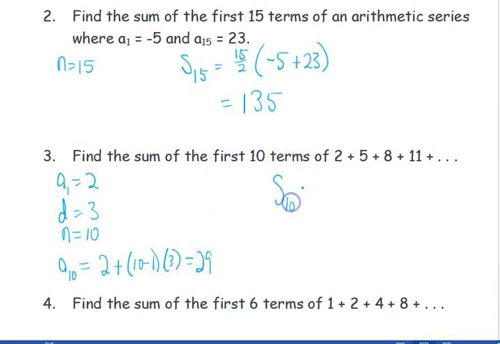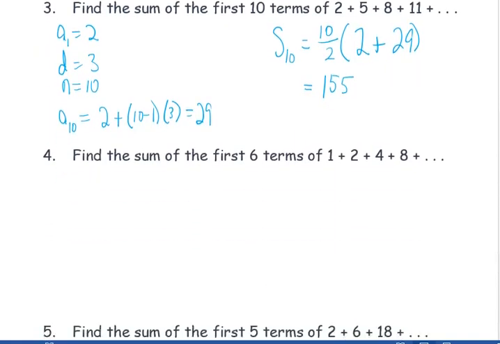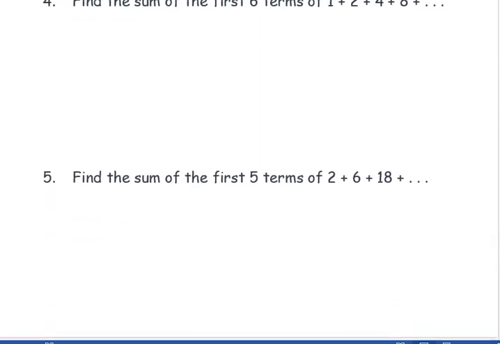Then my S sub 10 would be 10 over 2 times (my a sub 1, which is 2, plus my a sub 10, which is 29). Let me make that a little better: 2 plus 29. And that will calculate out to 155. Alright, and then we move on to example 4.